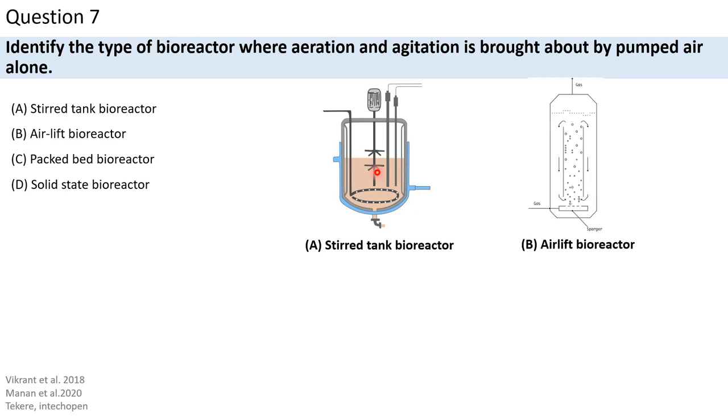Moving on to B, airlift bioreactor. If you see, the sparger gives the air that will carry the cells up and then it will come down through the other column that has been placed. With this we can find that airlift bioreactors are known to provide air for both aeration as well as agitation. Here aeration is what helps mix up the media, and that is also what gives aeration to the cells. So the answer is airlift bioreactor.